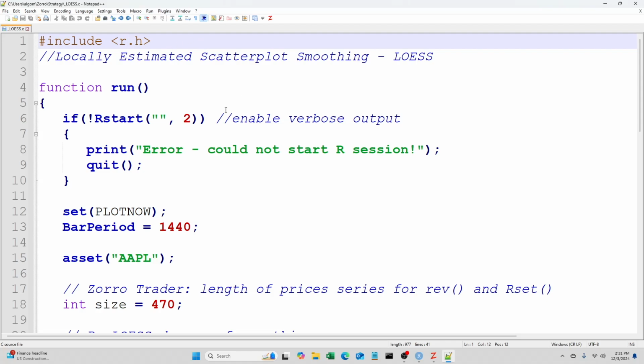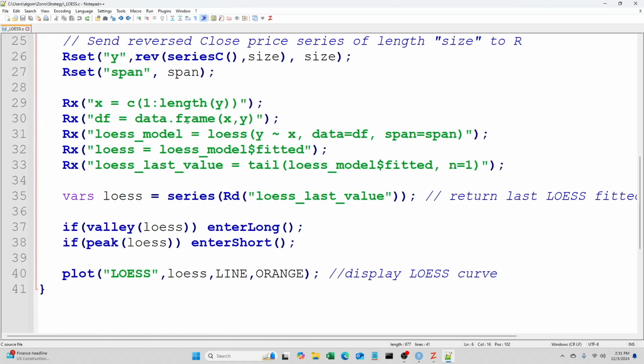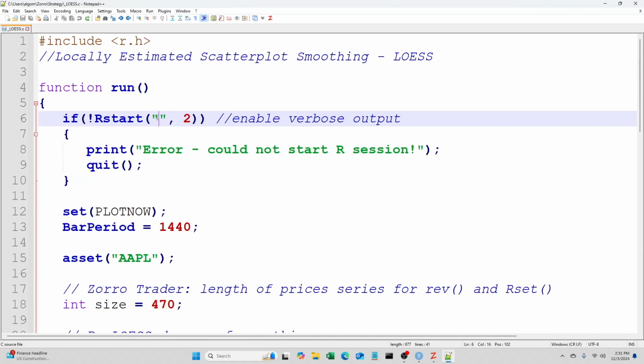And then we're starting an R session here. We could have probably done this differently, but I'm not starting an R script here. The commands will be given straight from R, but you could have used the script here. And I'm adding this parameter 2 here because I want verbose output, so I want Zorro Trader to print anything that R is telling us.